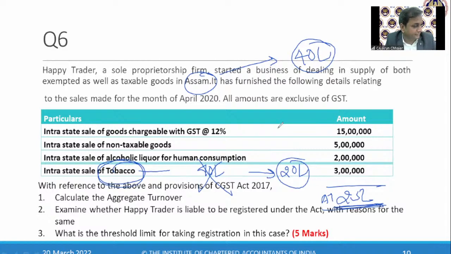Nidhi, Khushi, is the point clear to everyone? Is this point clear to everyone?